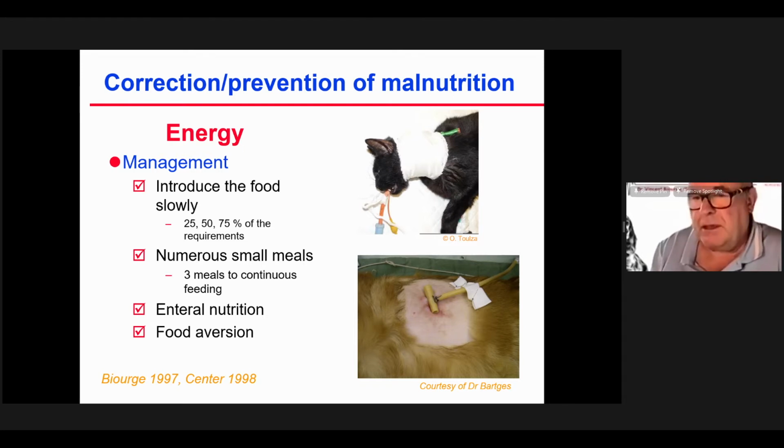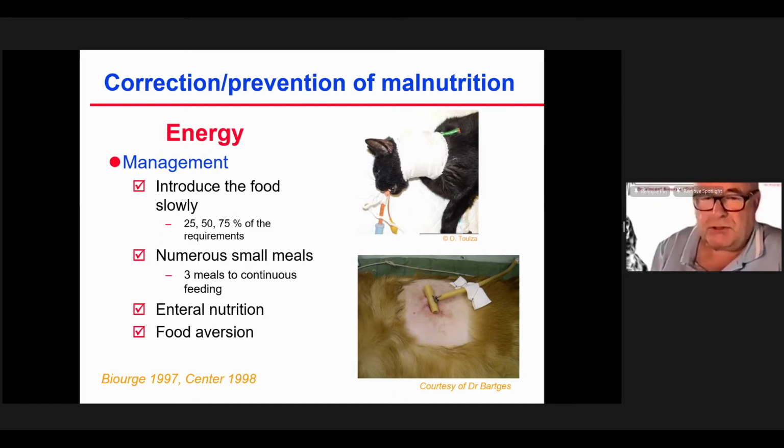For example, 25% of requirement the first day, 50% the second day, 70%, and so on. And you can even make it a little bit longer. If an animal didn't eat for a long time, speaking of weeks, then you want to do it even a bit longer, over 1.5 weeks.